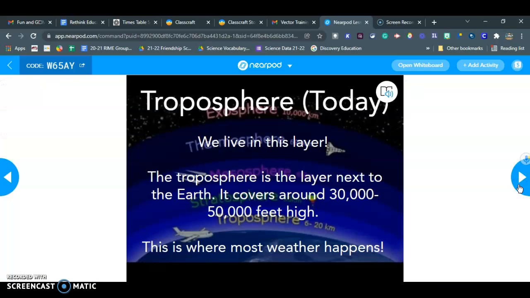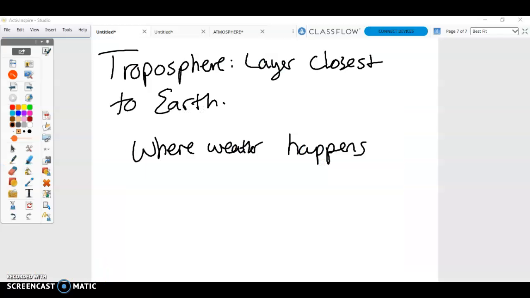And that takes us into the troposphere, the lowest level, the layer that is close to us. We live here, and the big thing about the troposphere is this is where most weather happens. All right, we're in the weather unit, so obviously that's important. Again, as we said, we're in the troposphere now. The troposphere is the layer closest to where we live. This is where we live. So we live here, and this is where most weather happens.